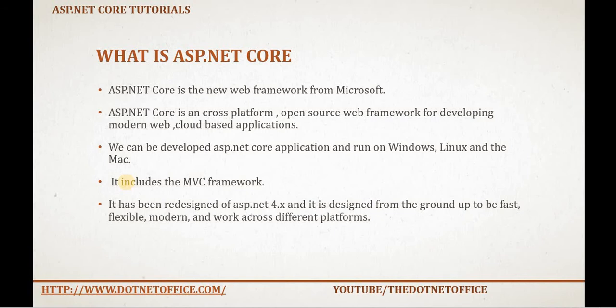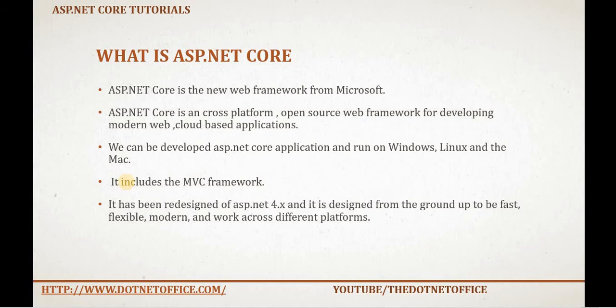We can develop ASP.NET Core applications and run them on Windows, Linux and Mac. But in ASP.NET 4.x, we could develop the application only on Windows, and we could host it only on IIS server. With ASP.NET Core, we can develop and run the application on Windows, Linux, Mac, and we can even host it on Apache and any self-hosting server also. So these are the biggest advantages that come with ASP.NET Core.